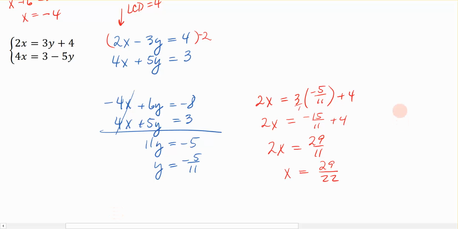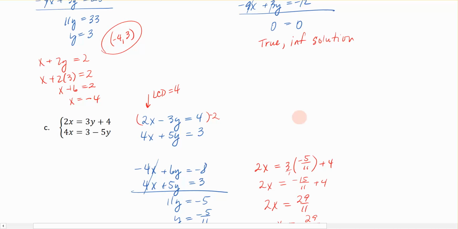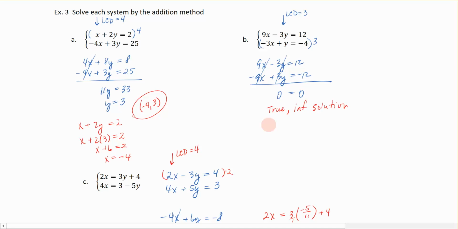Don't be scared if you get fractions, and understand that the solution we now have for this is 29/22 for the x value and negative 5/11 for the y value. This is the ordered pair that represents the solution to this system of equations. So this is how we can solve a set of system of equations using the addition method.